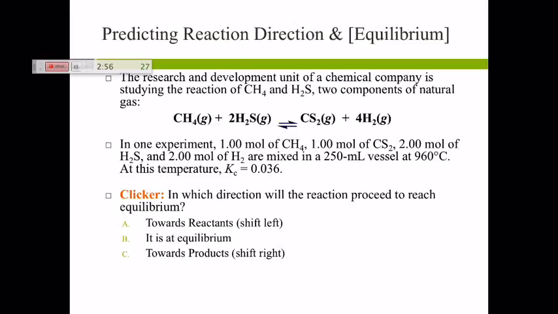So make sure if you've already tried to find Q, but you've done it using moles, you go back and look at that and use molarity instead of moles. Once you've done that, you can answer this question, and then you can start filling out the table below to figure out what the exact concentrations are that we get at equilibrium.